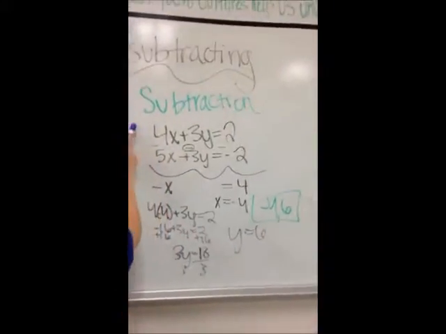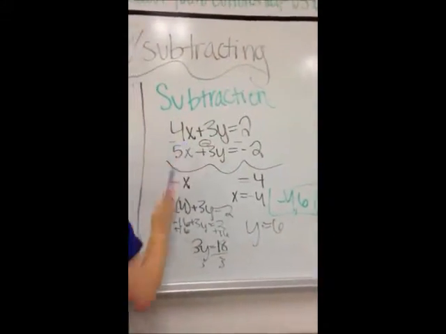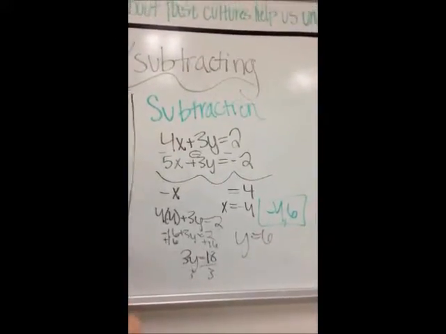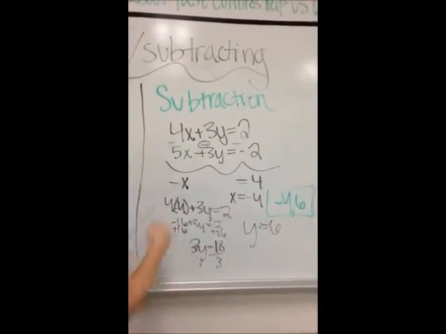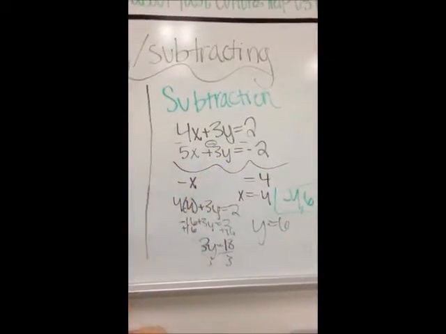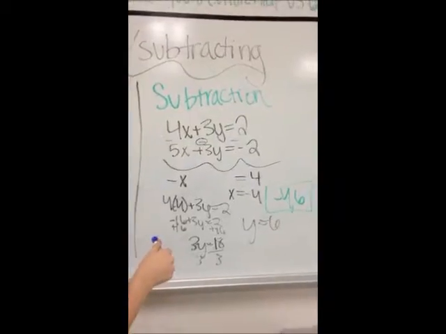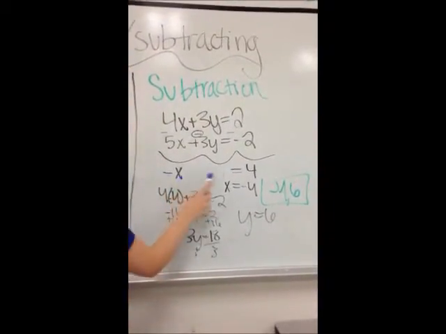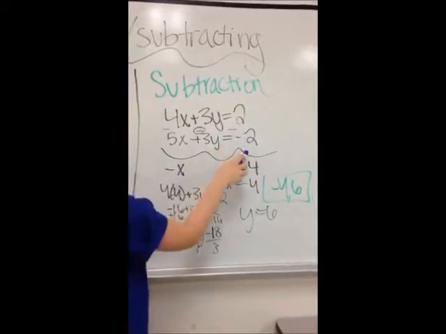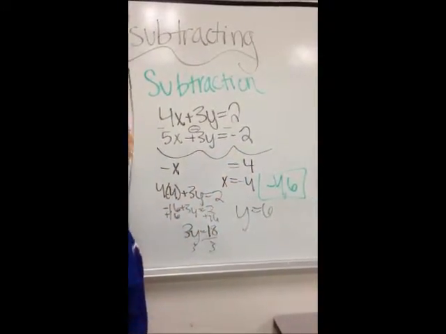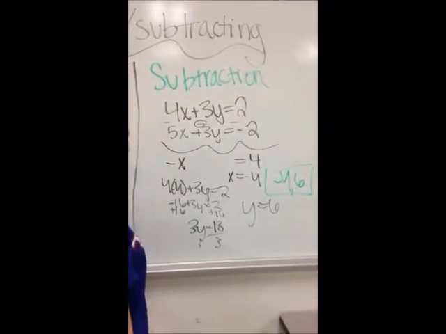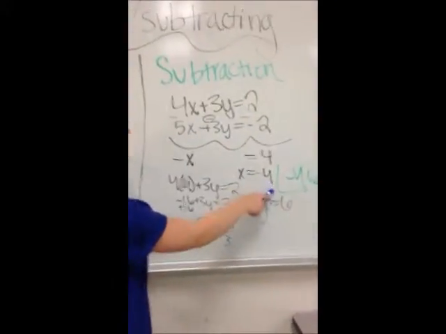This is going to be subtraction. You have 4x plus 3y equals 2, and then 5x plus 3y equals negative 2. You'll be subtracting here because 3y minus 3y eliminates. And then you get negative x equals 4, because 4 minus 5 is negative 1, and negative 2 minus 2 is 4. And then x equals negative 4.